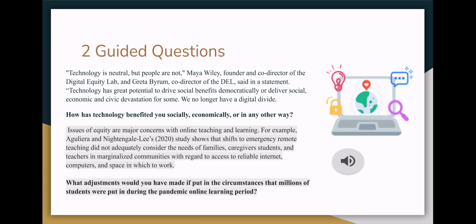All right, so my next quote is going to lead into my next question. This quote says, "The issues of equity are major concerns with online teaching and learning. For example, a study showed that the shift to emergency remote teaching did not accurately consider the needs of families, caregivers, students, and teachers in marginalized communities with regard to access to reliable internet, computers, and space in which to work." So my question about that, relating to emergency online teaching, is: what adjustments would you have made if put in the circumstances that millions of students were put in during the pandemic online learning period?